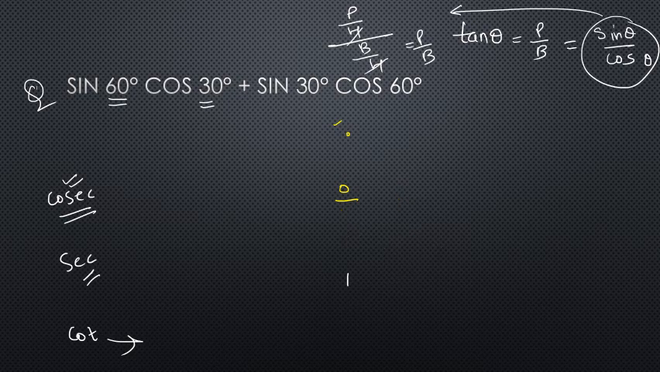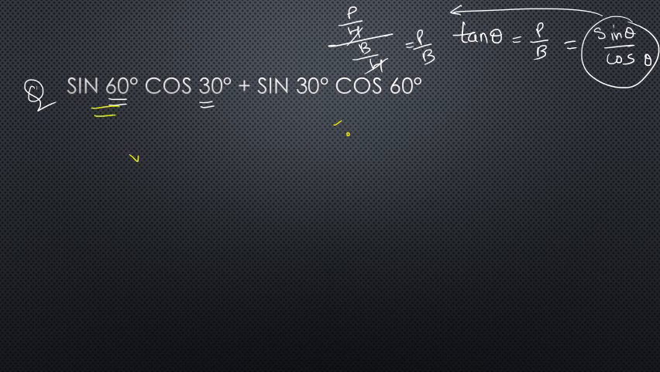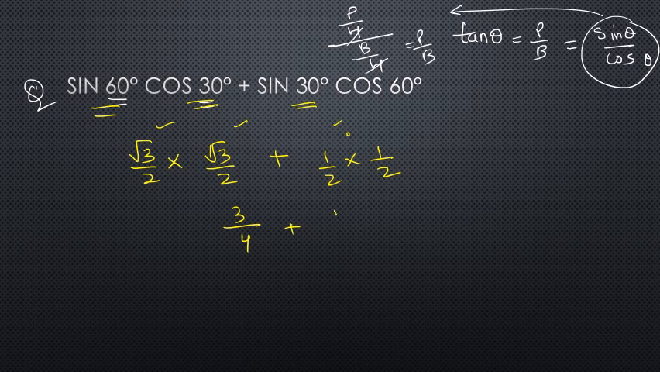What is it asking for? You have to find the value of this expression. So here, the question is sine 60. You know the value of sine 60 is root 3 by 2. Cos 30 is root 3 by 2 again. Then sine 30 is 1 by 2. Cos 60 is 1 by 2. So root 3 times root 3 is 3, over 2 times 2, which is 4. And 1 times 1 over 2 times 2, 4. The LCM is 4. 3 plus 1 is 4. The value is 1. I'm hoping you got this concept right. Let's move on to the next concept then.